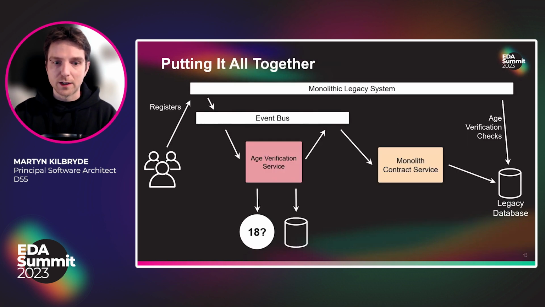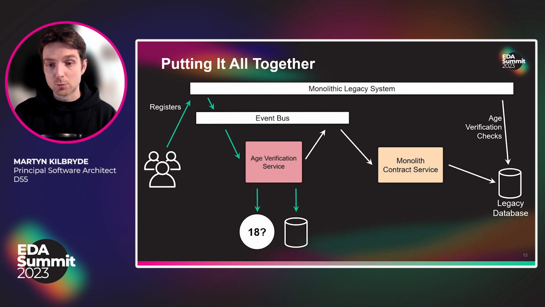So this is the final solution for the service. A customer registers against the monolithic system, as they always have done. Due to that feature toggle, the legacy code didn't run. Now the event was fired to the event bus as an event notification saying that they've registered, and the event bus distributed that event to the new age verification service. The age verification service would then call the third-party API that we're using for verification, and then based on the result would run some kind of business logic and then store the result in its own database.